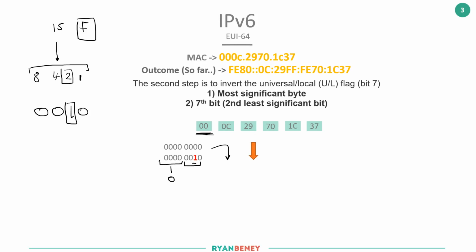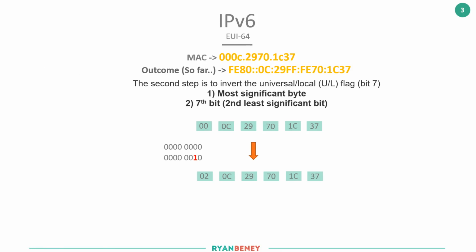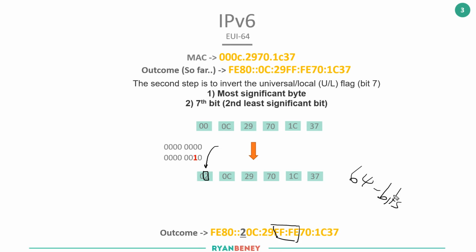change the MAC address back, the outcome is actually this. So notice that the second character in the first byte is now a 2, and then we need to put the FFFE back into it, so our complete outcome is this. So there are 2 steps required then. The first one seems pretty simple. All we do is put FFFE into the center of the address to equal those 64 bits. Not a problem. The second, again, relatively straightforward.